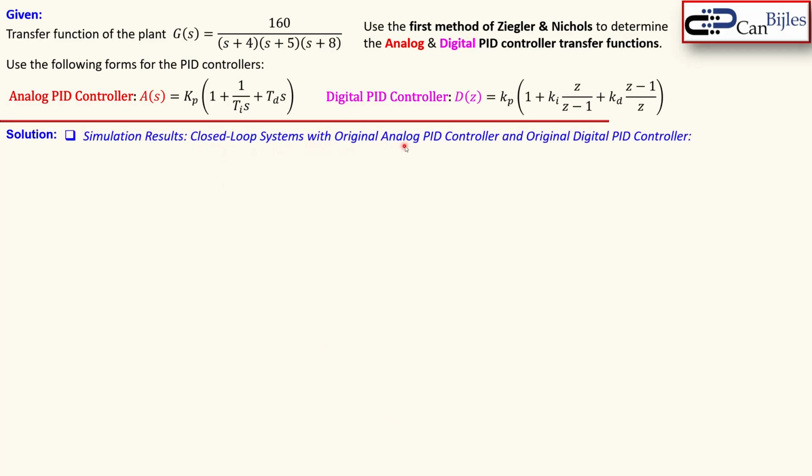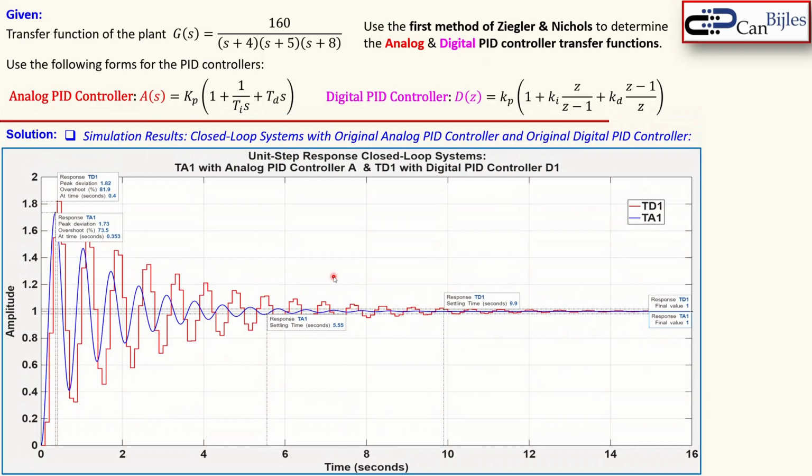Okay, now we will look at the simulation results, which are done for the closed loop system with the original analog PID controller and this original digital PID controller. So we will make a comparison now between the analog and the digital domain using our controllers. This is the initial controller we have designed, the first version of the analog PID controller, and also the first version of the digital PID controller. And these are now the transfer functions. TA1 is for the analog closed loop and TD1 is for the digital closed loop. The red one is for the digital and the blue one is for the analog.